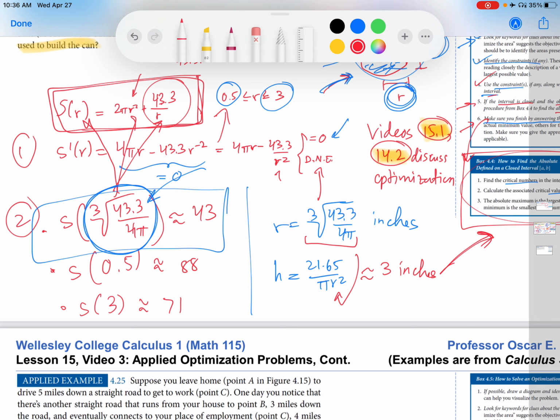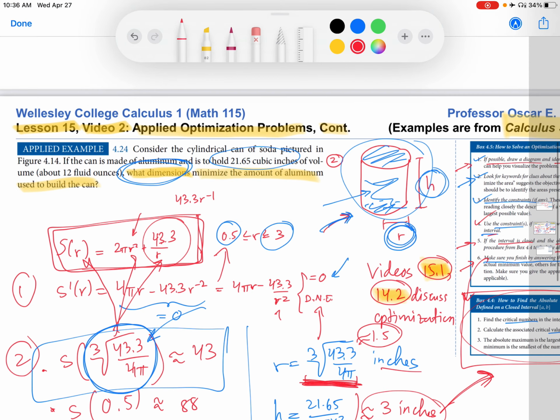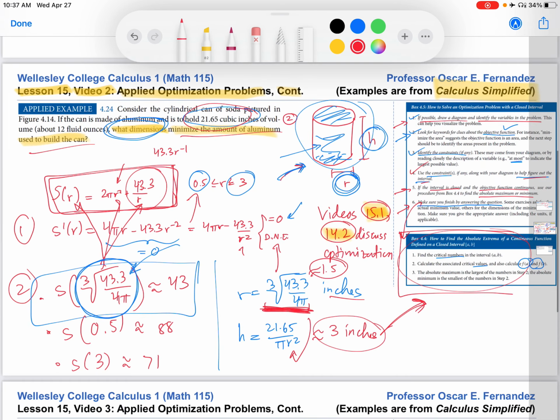So these are the dimensions, right? You probably wouldn't give the manufacturer this as the dimension, because that is a little intimidating, and really it's not too far away from what we said the r value was numerically, which is 1.5. So you might say, hey, make the can 1.5 inches in radius and 3 inches high. And that will hold about your 21.65 cubic inches of volume and minimize the amount of aluminum used to build the can. Okay, this has taken a while, as all of these tougher optimization problems take.